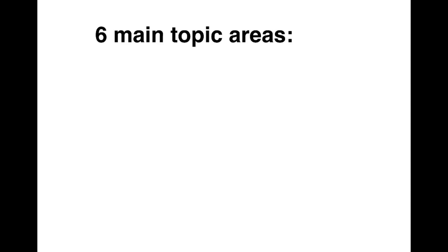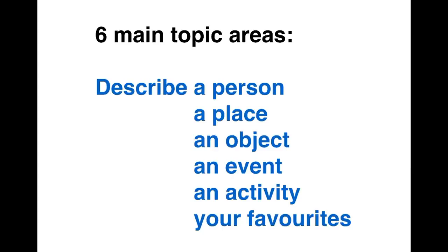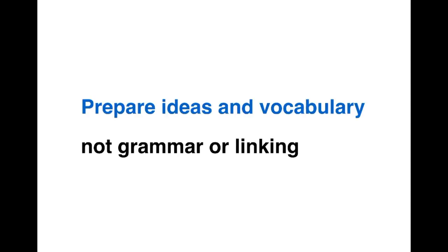In the previous lesson, I told you about the 6 main topic areas for Speaking Part 2. Describe a person, place, object, event, activity, and your favourites. We did describe a person in the first lesson, and now we're going to look at this topic, describe a place. I just want to remind you again, and I'll keep reminding you, that we're preparing ideas and vocabulary here, not grammar or linking.